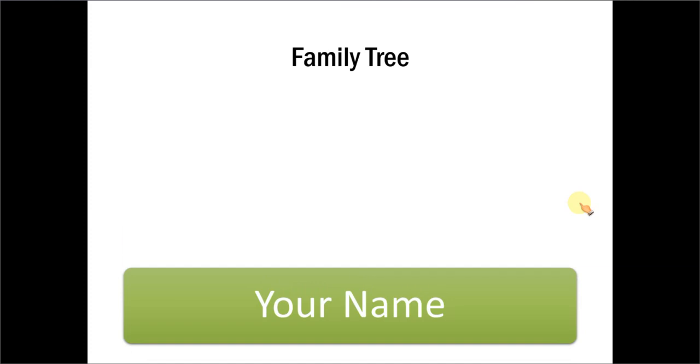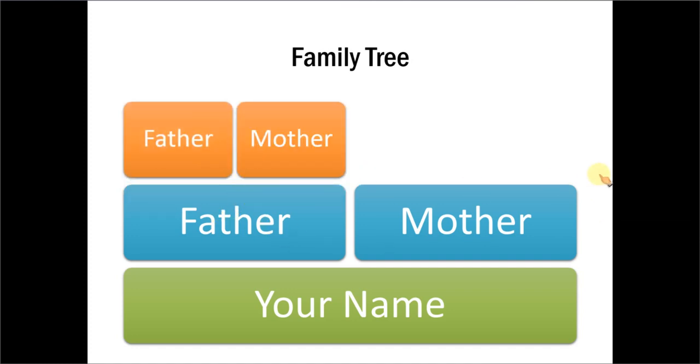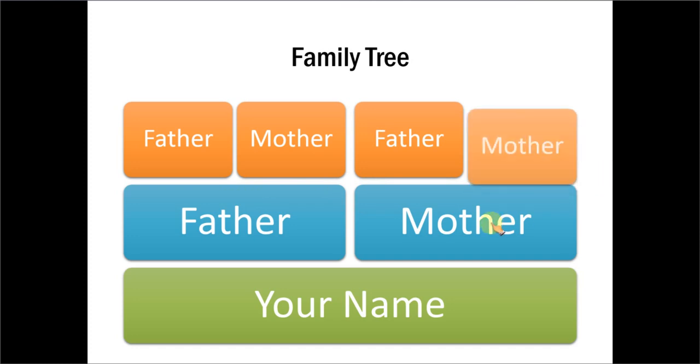And here is the root, and you can talk about father, mother, and then you can talk about the parents of father, and then you can talk about the parents of mother, and so on. So that is how you make a family tree. This is a simple network relationship.